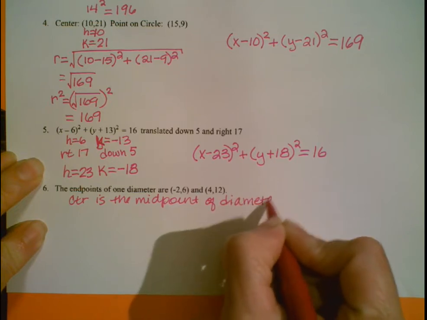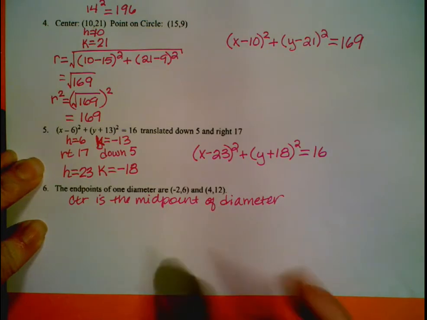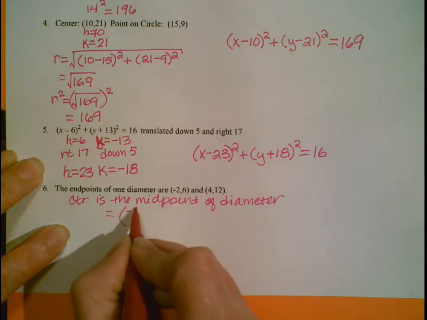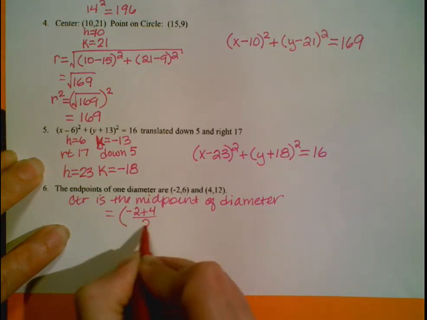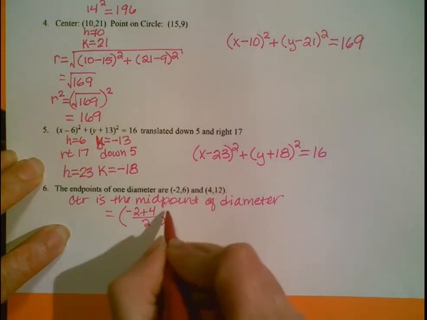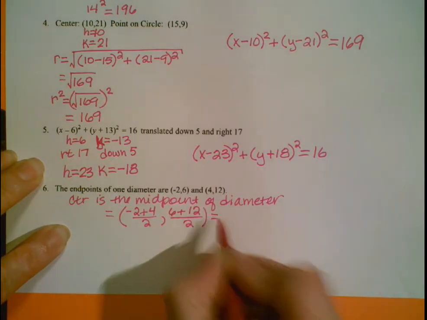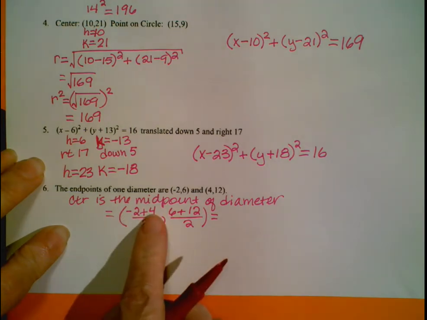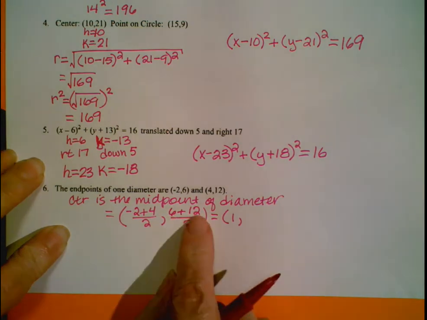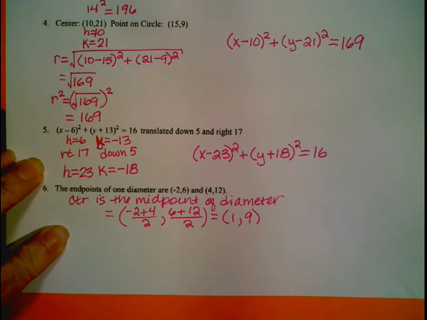Now, do we remember how to find the midpoint of a segment given the coordinates? Midpoint is average. So the center in this case will be the average of the x coordinates, add and divide by 2. Remember to use the two x values together, negative 2 and 4, and the average of the y's. Add the y's, divide by 2. So what does that put our center at? Let's see. Negative 2 plus 4 is 2. 2 divided by 2 is 1. 6 plus 12 is 18. Divided by 2 is 9. So our center is at (1, 9).